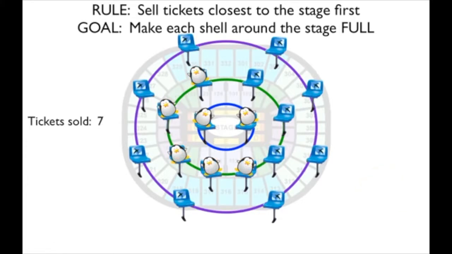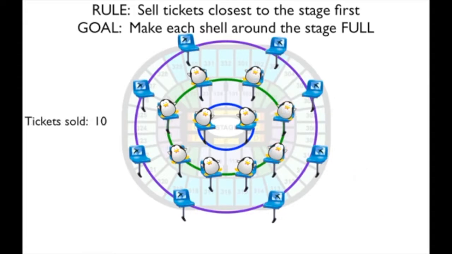What if we sell 7 tickets? So notice the rule, we're selling the tickets closest to the stage first, but you notice now that we have 3 empty seats in that second shell. So this is nitrogen. This explains why nitrogen would want to form bonds to try and fill those empty seats.